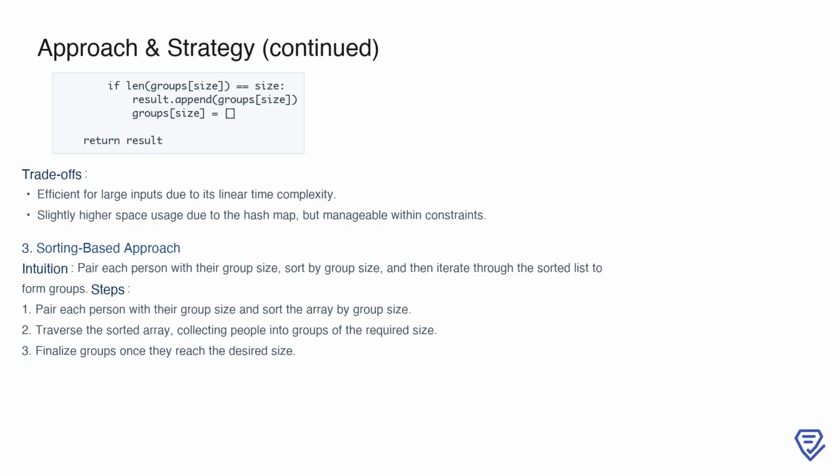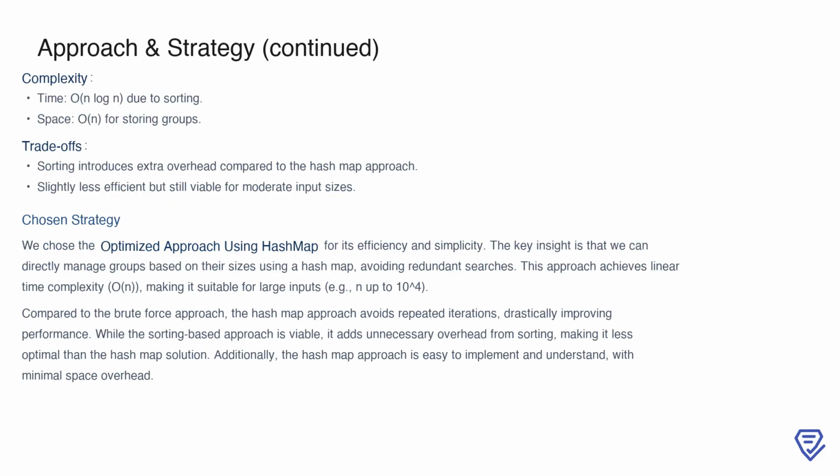Moving forward, we'll briefly explore an alternative sorting-based approach for further comparison. The sorting-based approach takes a different route by first pairing each person with their group size and then sorting the array based on the group sizes. This allows us to process people in order of their group requirements.